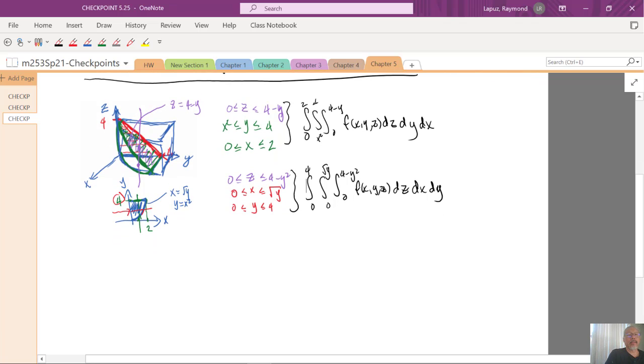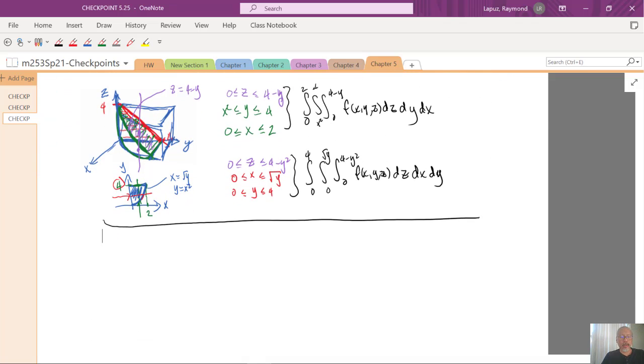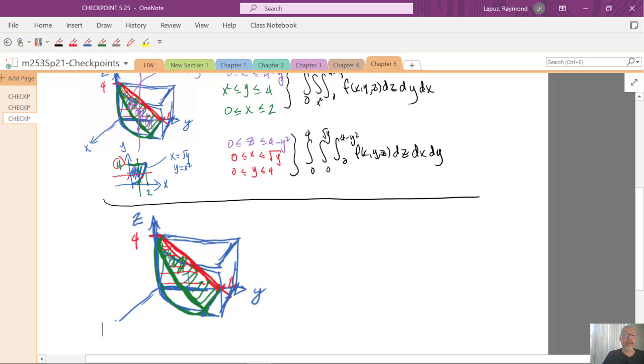So that's the second set. We had 2 from the first set, including the first one. We had 2 from the second set. Now let's figure out if we decide to integrate with respect to y first, how that's going to look like.